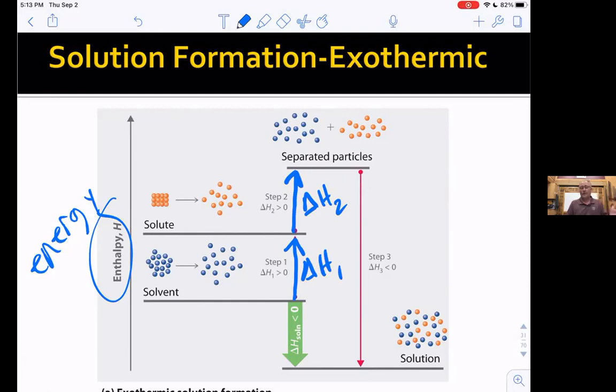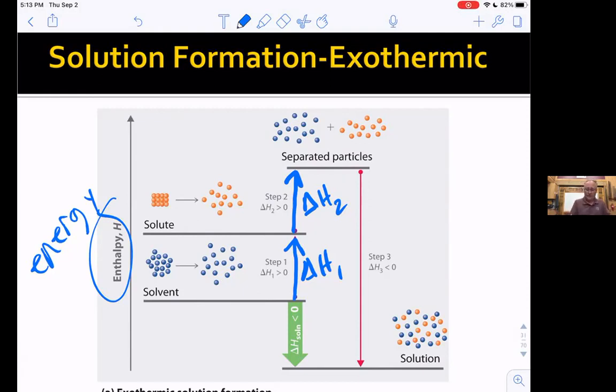Now, on a molecular level, it doesn't really work this way. It kind of happens over a little bit of time. You pour it in there, they separate and they mix and whatever. But in order to do the calculations, you have to totally do it separately. So all of it separates. How much energy is that? And then all of it comes together. How much is that? Now, in reality, this would occur over time. But to do the calculations, we just have to say, boom, it happens.